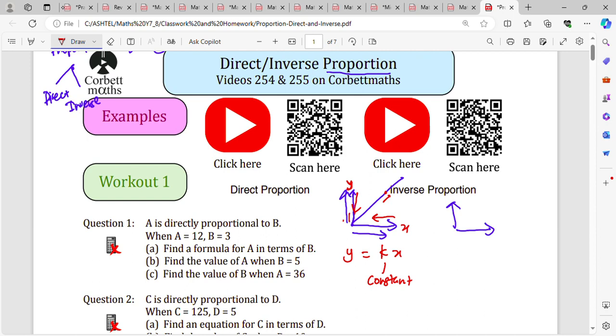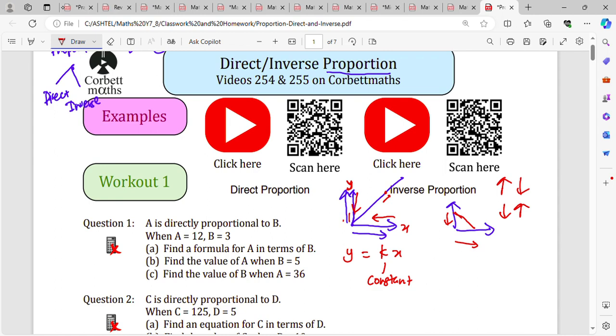Now inverse proportion is the opposite. If this number is going up, for y it is going down. For direct proportion, if a goes up, b goes up as well. But for inverse proportion, if a goes up, b goes down, or if a goes down, b goes up.